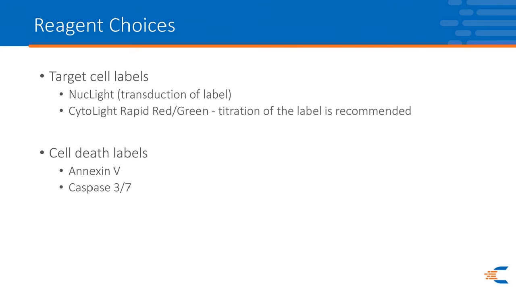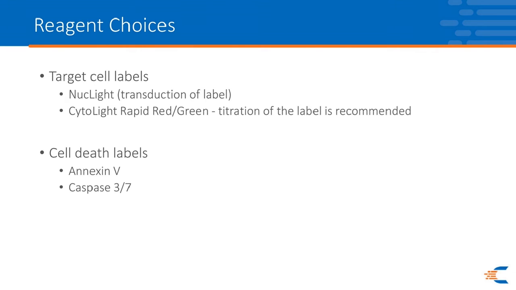We had several reagent choices with our Incucyte system. The target cell labels can either be Nuclight, which would involve transduction of a plasmid, and it would give us the ability to label the nuclei of the target cells. But we're still a little bit reluctant on transduction. We've gone with the Cytolight Rapid Red or Rapid Green. And we've titrated both of these labels, and we've seen very little toxicity until you get to the highest possible concentration. And we're able, fortunately, to start at a lower concentration. We've seen no effect on cell growth or viability.